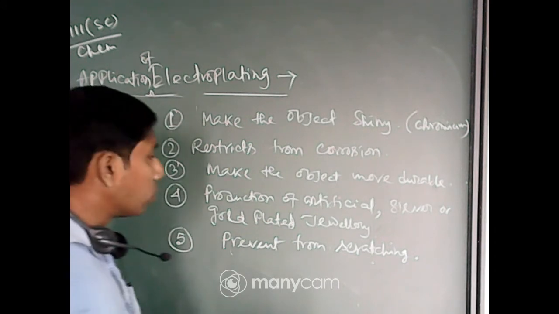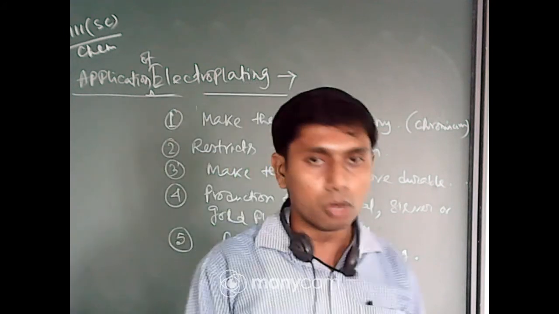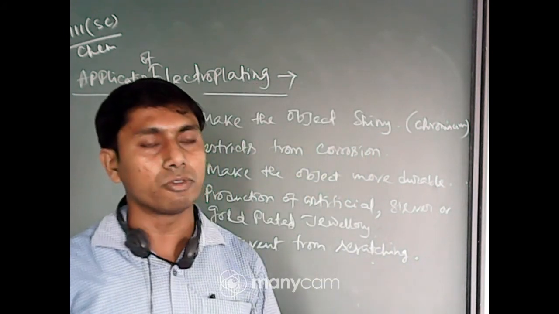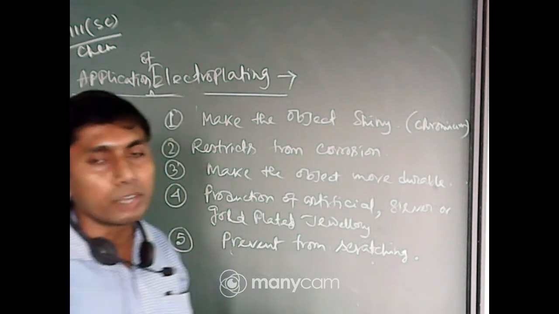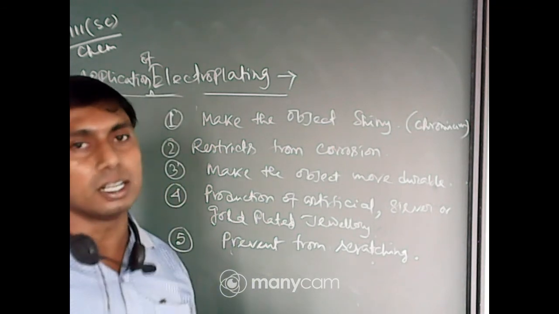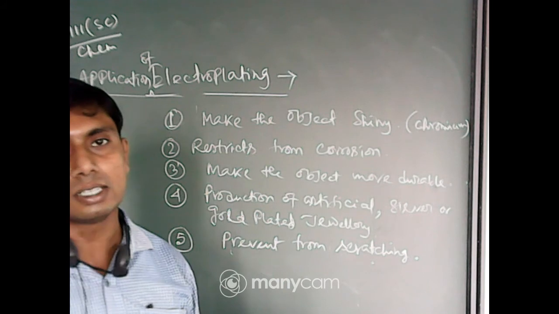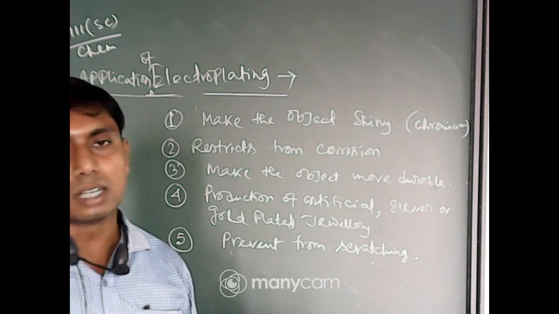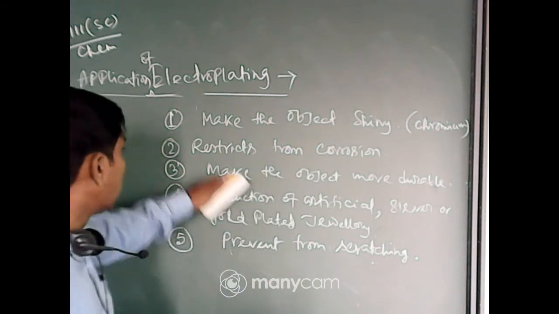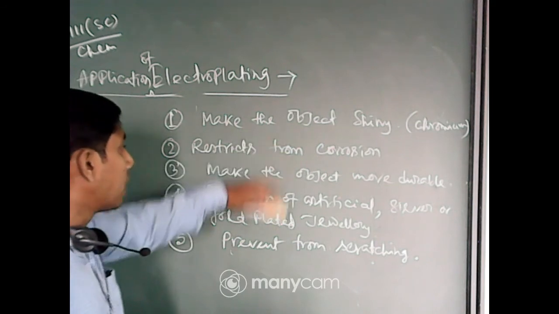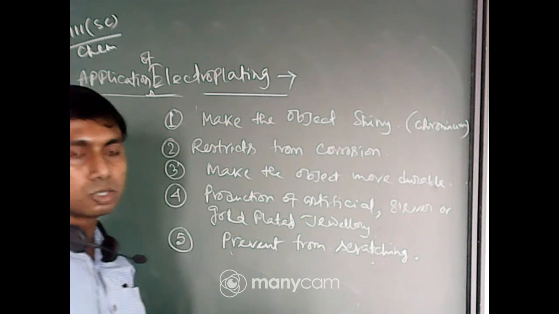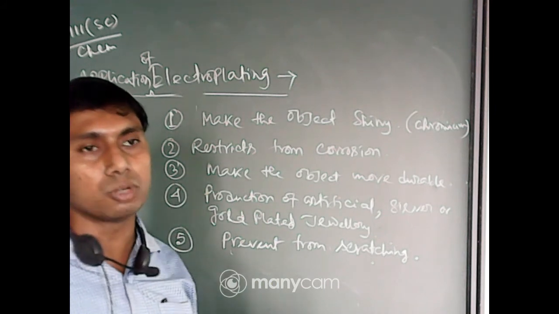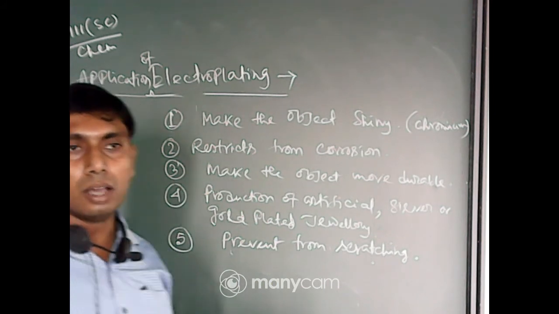So the question from there is why chromium is used for the purpose of electroplating any articles, that is the iron articles. The points here are: because it restricts corrosion, it makes the article shinier, more durable, and also prevents scratching. So if such an explanation-type question is there, then you will answer from it.